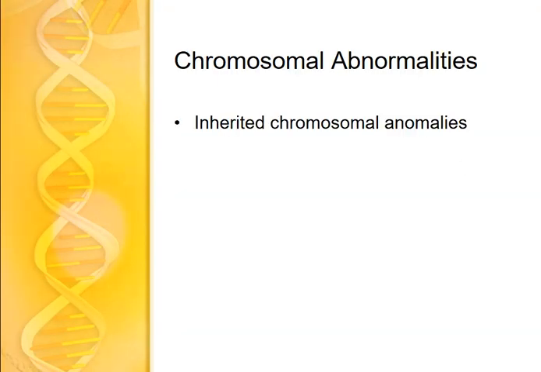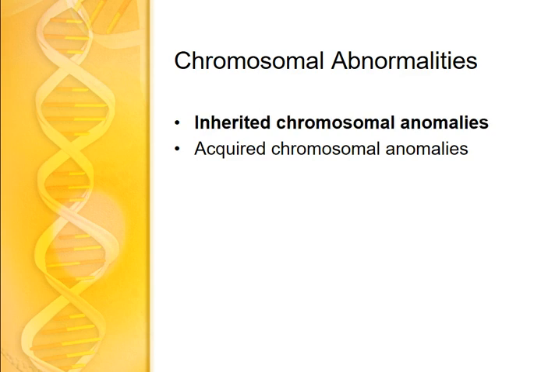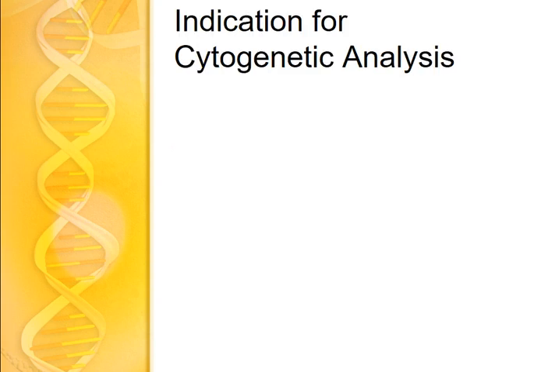So there are inherited chromosomal abnormalities and acquired. This lecture is primarily going to talk about inherited chromosomal anomalies. When we talk about cancer cytogenetics, we will be discussing acquired chromosomal abnormalities.